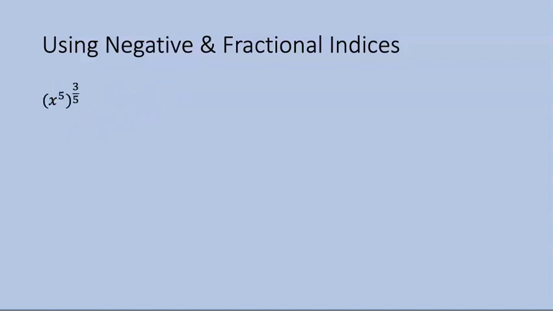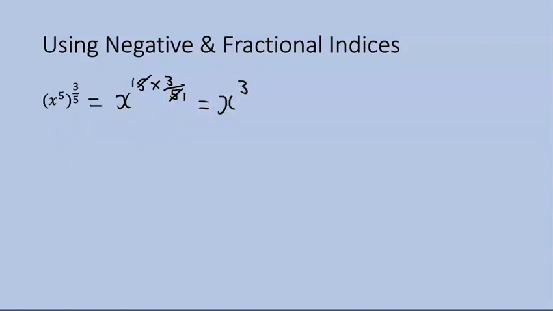The next example we've got here is, what if we've got to use the bracket rule this time? x to the 5 multiplied by 3 to the power of 3 over 5. That means I've got to multiply the 5 by 3 over 5. So x to the 5 times 3 over 5. The 5 on the top and the bottom cancel. So therefore, I've only got x to the power of 3.